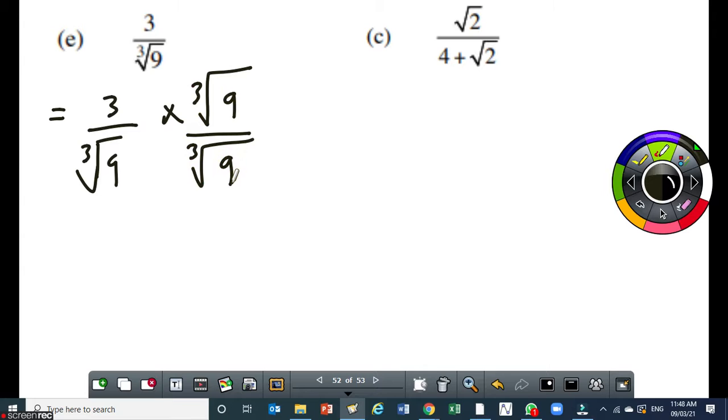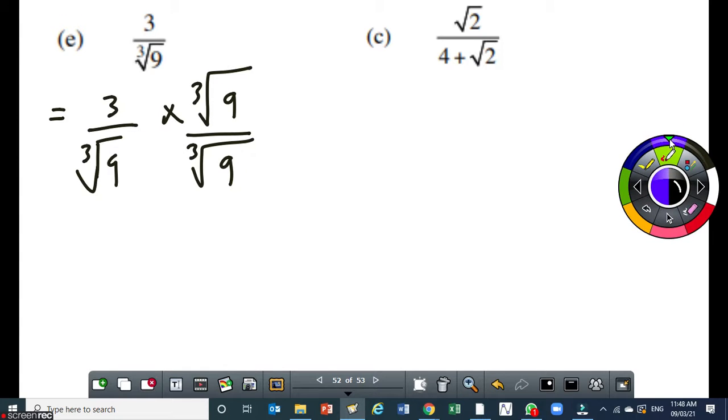The reason we do that is to eliminate the root in the denominator. Always remember that this part here is equal to 1. The cube root of 9 divided by the cube root of 9 is 1. So it is a mathematical technique that we use to rationalize the denominator.